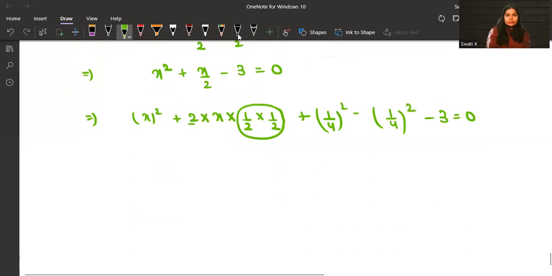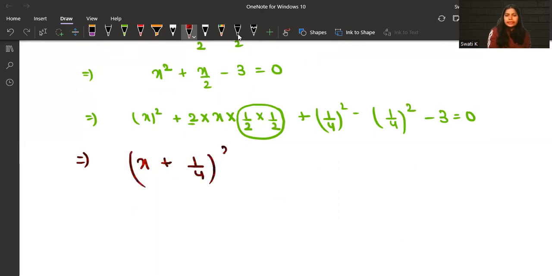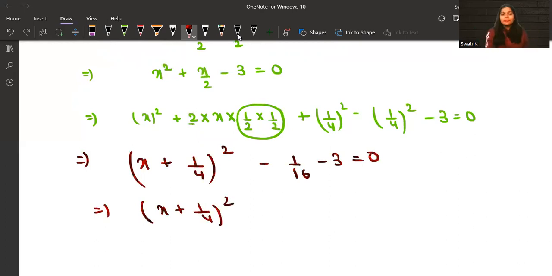Now it's very simple. So now we can write this down, we can convert here already. So this is (a plus b) whole square. So (x plus 1 by 4) whole square, and then minus 1 upon 16 minus 3 equals 0. Right? So this will become (x plus 1 by 4) whole square. How did we get this? Using the formula. Equals, this will become 1 upon 16, and minus 3 will become plus 3.